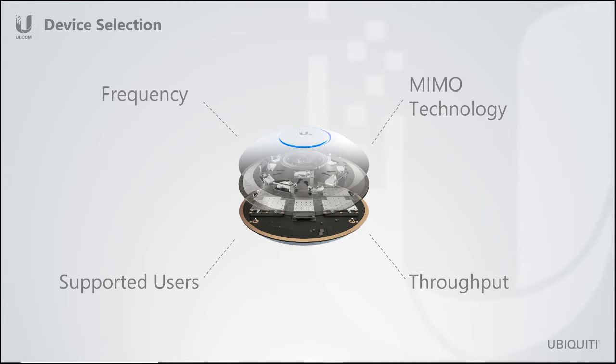So basically, we need to make sure that we understand the requirements for the different scenarios that we see. We need to make sure that we are using the right kind of frequency for the clients that are going to be connecting to your Wi-Fi network. Are the clients supporting MIMO technology, which is single user MIMO or multi-user MIMO? If you have multi-user MIMO, it can be used on HD devices.